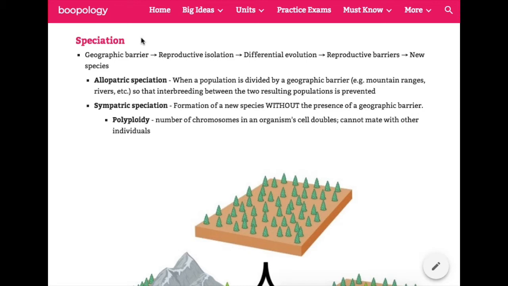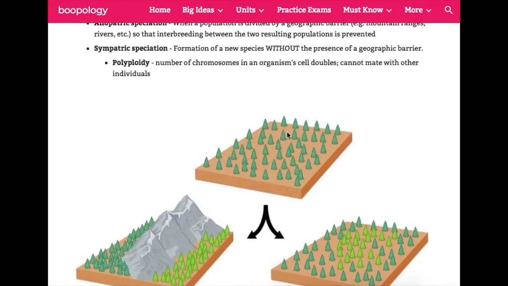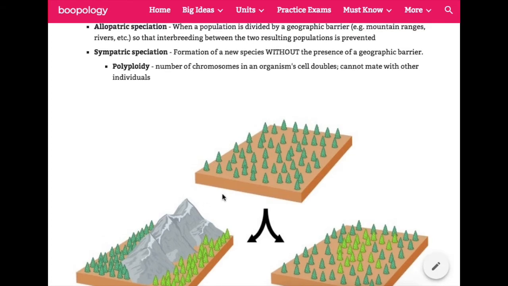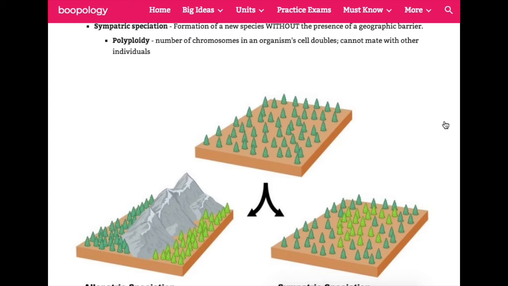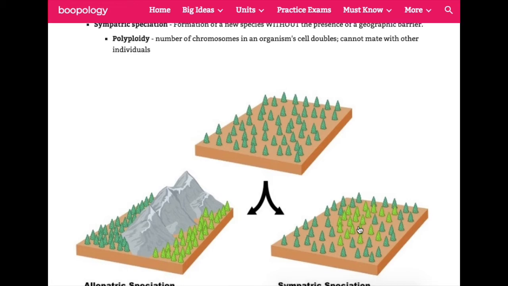Next, you need to know the different types of speciation. There's allopatric, which is one with a barrier. So species will not be able to reproduce due to a geographic barrier, such as a mountain in between these 2 trees. And there's also sympatric speciation, which is the formation of a new species without a geographic barrier. And this is common in plants which demonstrate polyploidy. This is when the number of chromosomes double. So the individuals with the double set amount of chromosomes cannot mate with the other individuals, and this could lead to a new species.